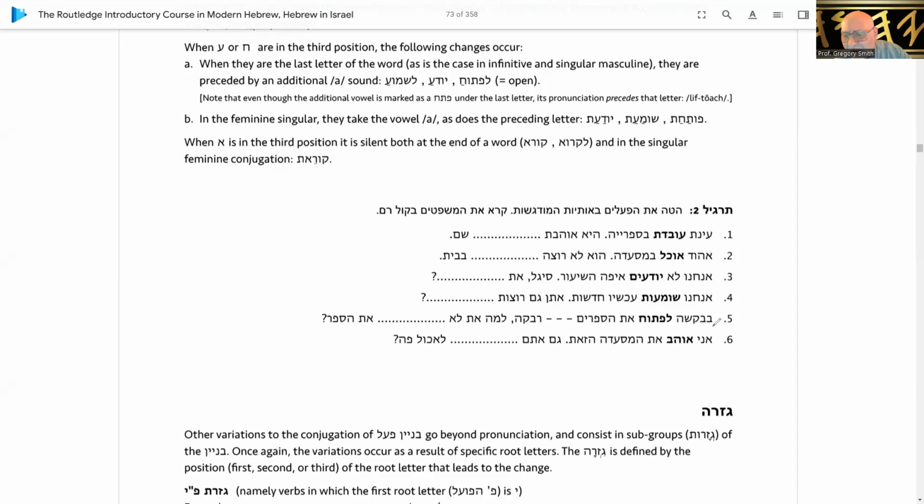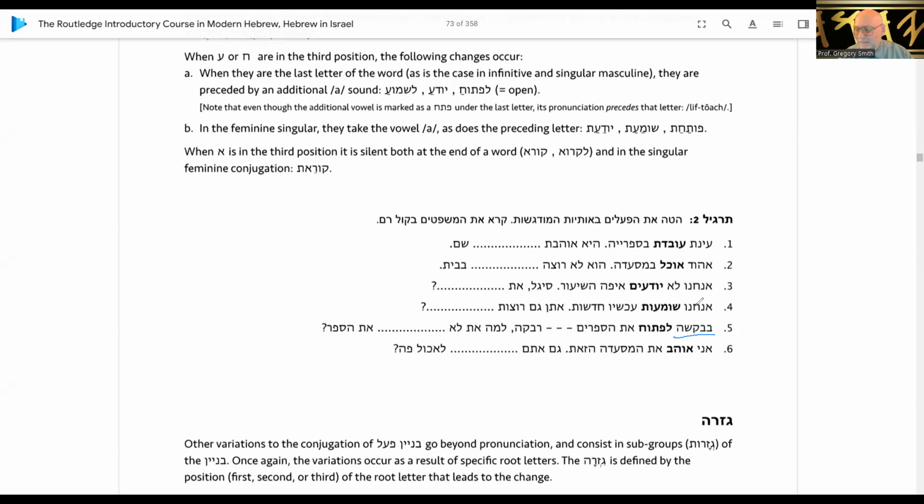Okay, so look at this. Bevakasha. I think that means, let's see, what is that bevakasha again? I think it's not excuse me, that's slicha. Bevakasha. Yeah, you are welcome. That's right. You are welcome. Bevakasha.